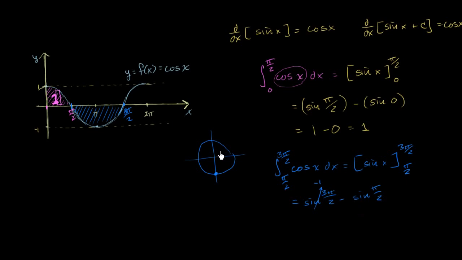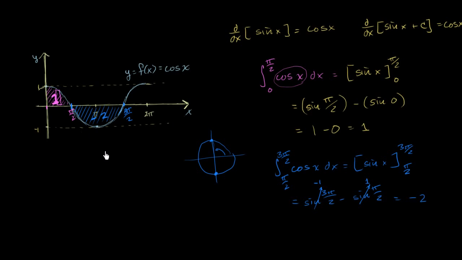This right over here, sine of pi over 2 is just going straight up like that. So sine of pi over 2 is 1. So this is interesting. We get -1 minus 1, which is equal to -2. We got a negative area here.